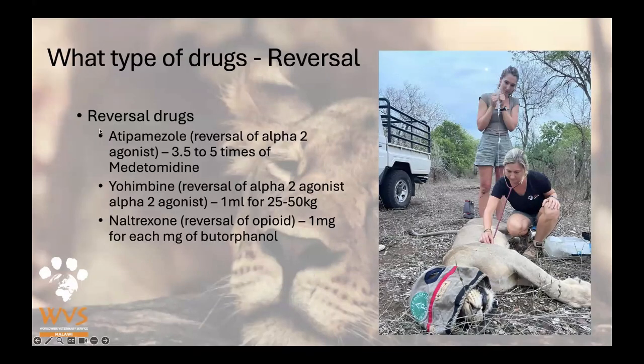Some people also combine atipamezole with yohimbine. There is mixed feedback on whether you should do it or on the benefits of it. What I have heard from quite a few colleagues is that atipamezole has a shorter duration of activity. So if you only give atipamezole, maybe there's a risk of renarcotization, which means that if the medetomidine is still active in the bloodstream, but your atipamezole is already metabolized, the animal could fall asleep again.